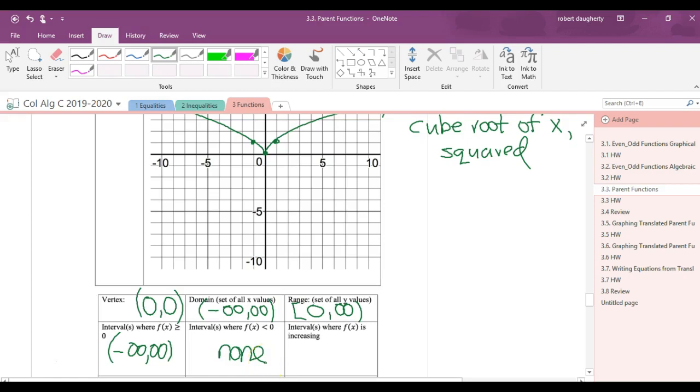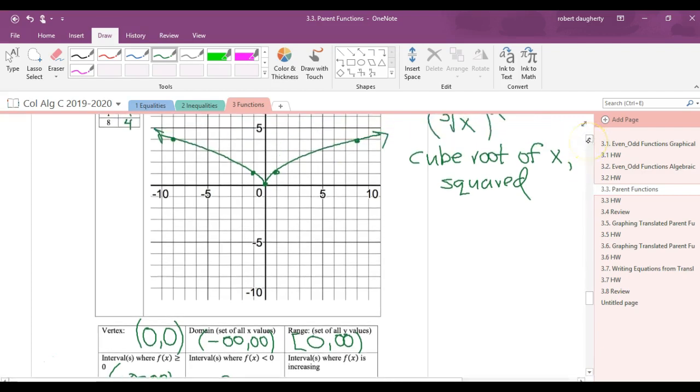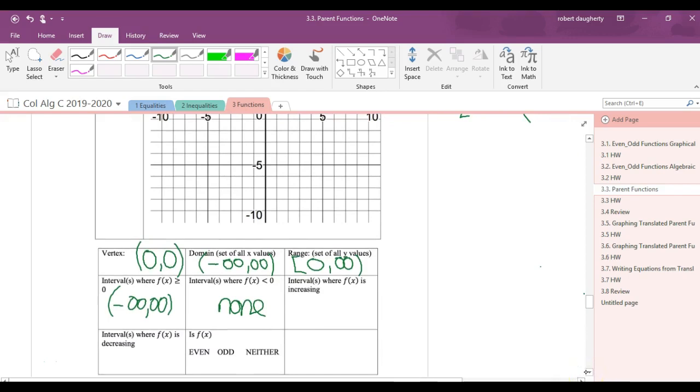None, okay? And then this function, if you look at it, as I travel from left to right, what is the function doing? Increasing, decreasing, why? So as I start out, it's doing what? It is decreasing until I get to 0, and when I get to 0, it starts to increase. So the interval where it is increasing is what? What's the increase interval? 0 to infinity. Always parentheses. What's the decrease interval? Negative infinity to 0. Even, odd, or neither? This function is even. How do you know it's even? Symmetrical about the y-axis.